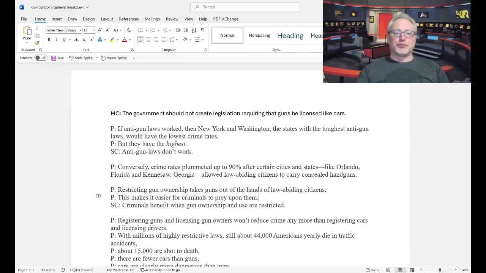See what we have now. 1. Restricting gun ownership takes guns out of the hands of law-abiding citizens. Add that to 2. This makes it easier for criminals to prey upon them. Therefore, 3. Criminals benefit when gun ownership and use are restricted. Aha! That sounds like an argument to me.